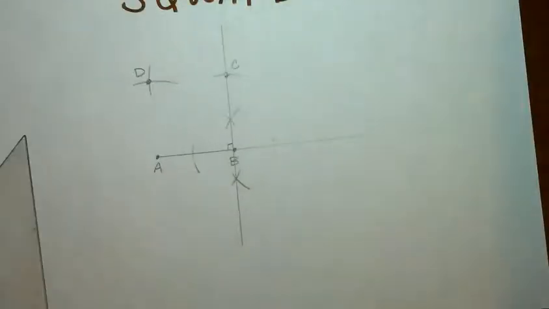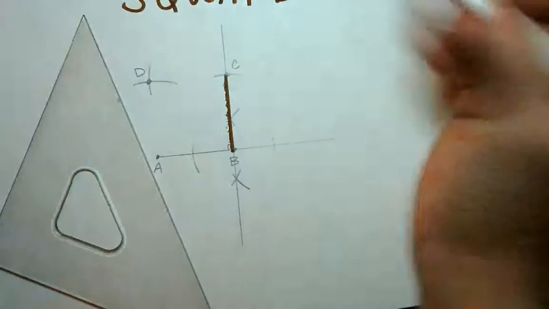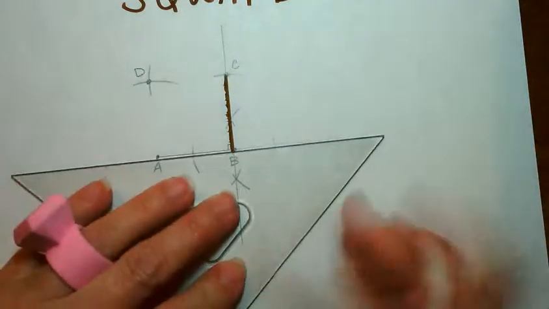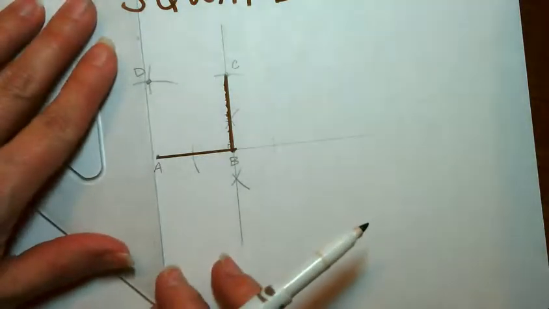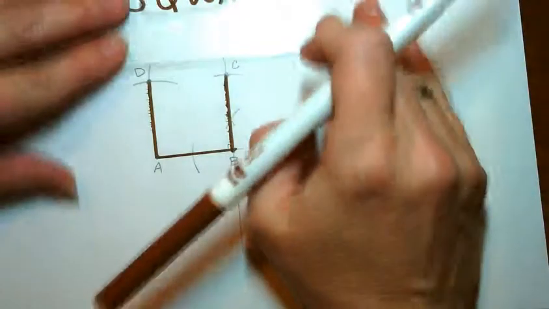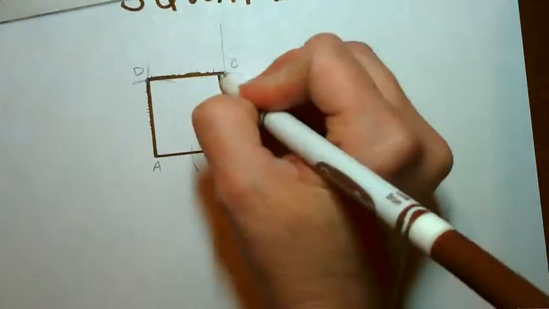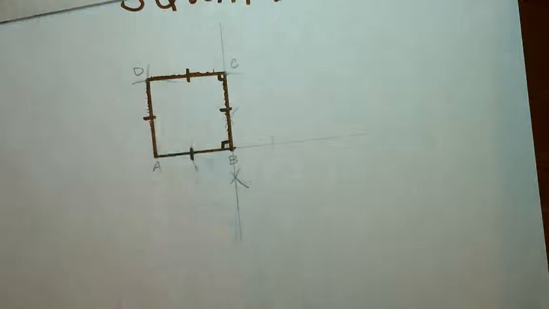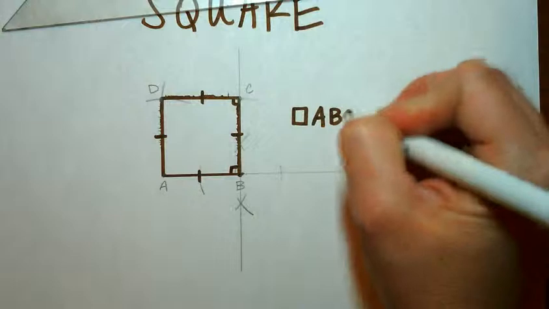I'm going to do this in the marker just so it shows up a little bit better. Here is BC, which is the same length as AB, which is the same length as AD, which is the same length as CD. And these are all right angles. So I have 4 congruent sides with 4 right angles. So I have now made square ABCD.